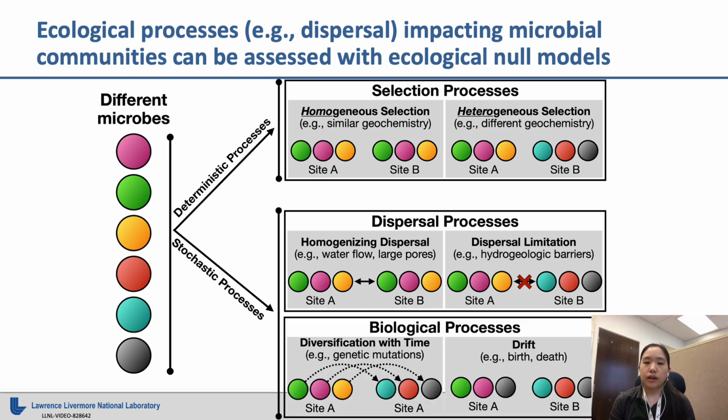A to site B. In the second set of stochastic or random processes, we would have biological effects take place on the microbial communities. So this includes diversification with time, for example, with genetic mutations, or we would just have random drift, such as with birth, death, and reproduction. And so overall, these deterministic and stochastic processes can be determined by using the microbial community amplicon sequencing data. And these ecological null models, along with the other data analysis methods that I mentioned earlier, can provide a comprehensive analysis of the microbial communities.